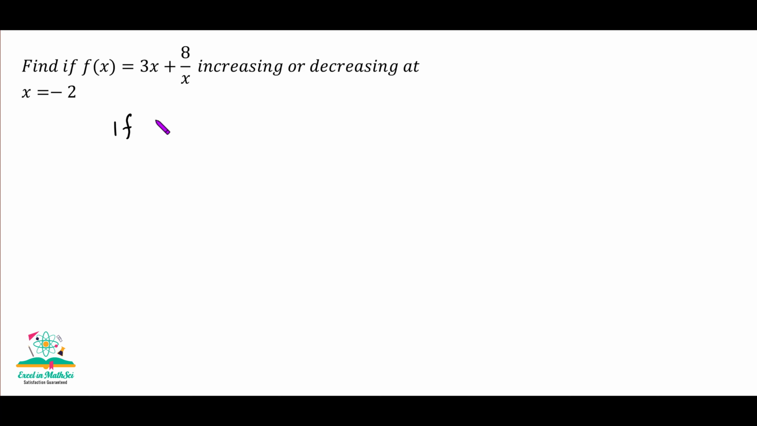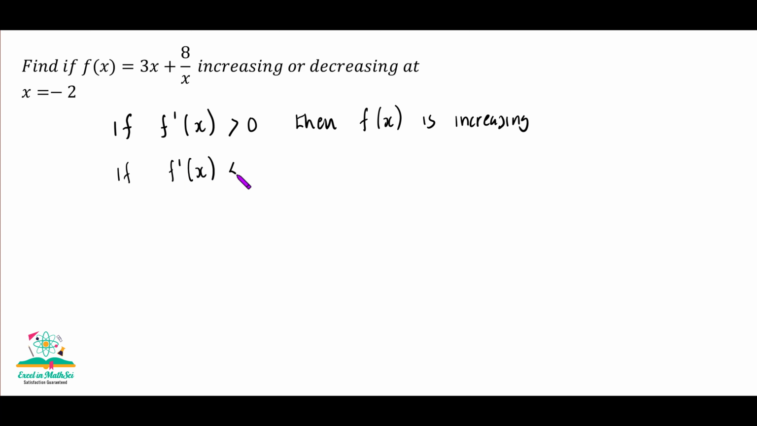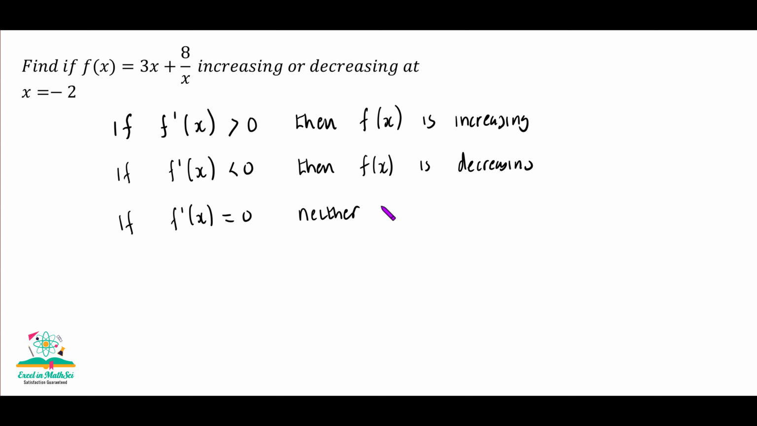If f dash of x is greater than 0, then f of x is increasing, and if f dash x is less than 0, then f of x is decreasing, and if f dash x is equal to 0, it is neither increasing nor decreasing.